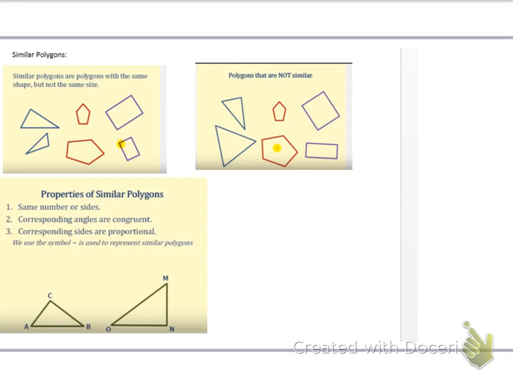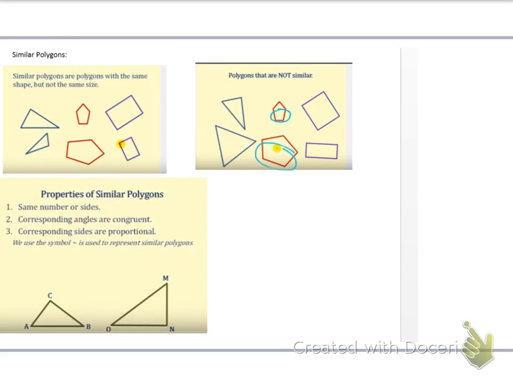Okay, similar polygons. Similar polygons are polygons with the same shape, but they might not be the same size. Okay, so if you look at these 3 examples, they are the exact same shape, but they're not the same size. One is bigger, one is smaller. Okay, polygons that aren't similar are examples of these, where they are not the same type of shape. If you notice, this one is way fatter at the bottom than this one. Okay, it's not the exact same shape, just scaled to be the exact same size.